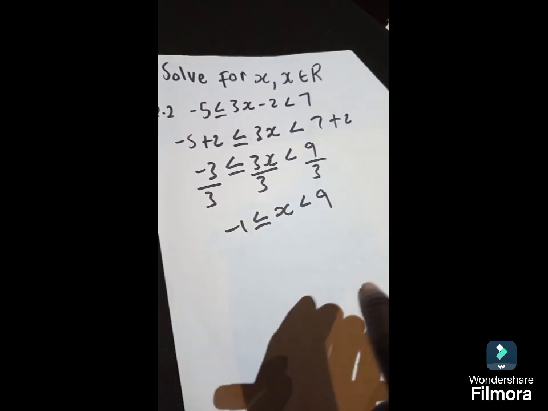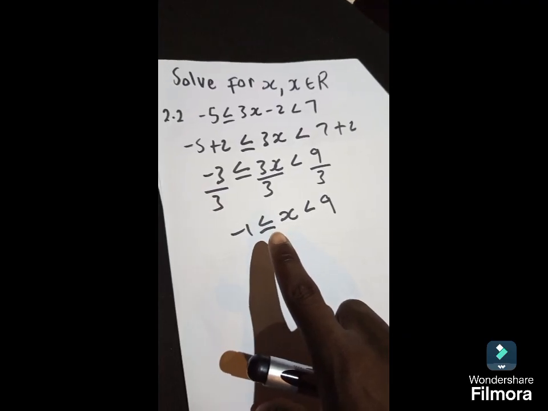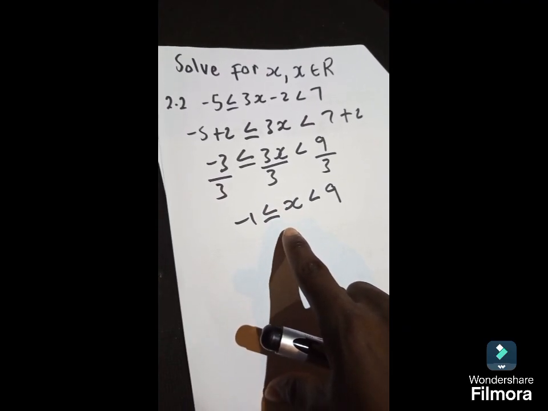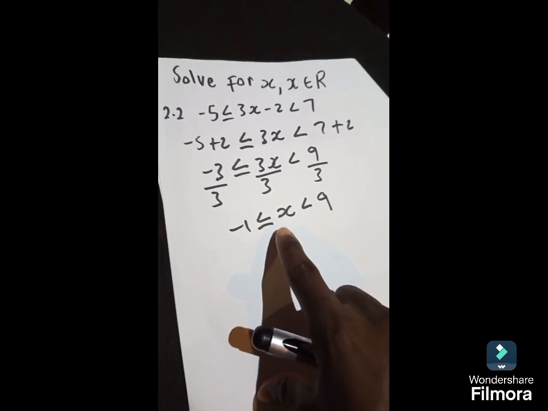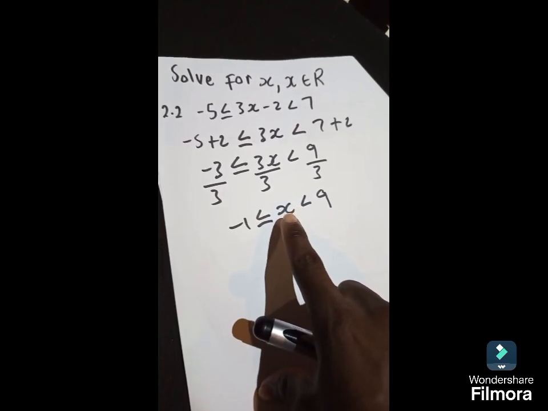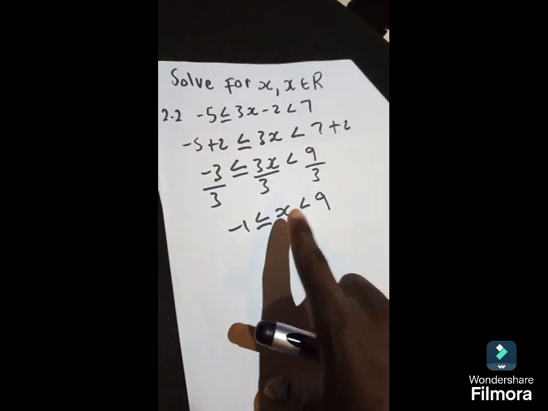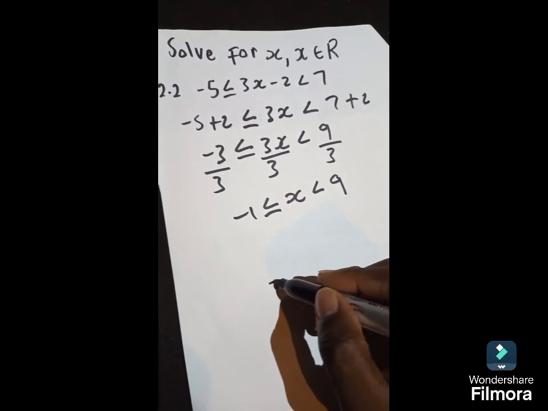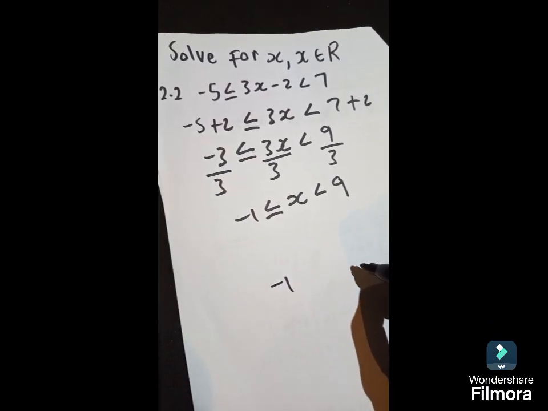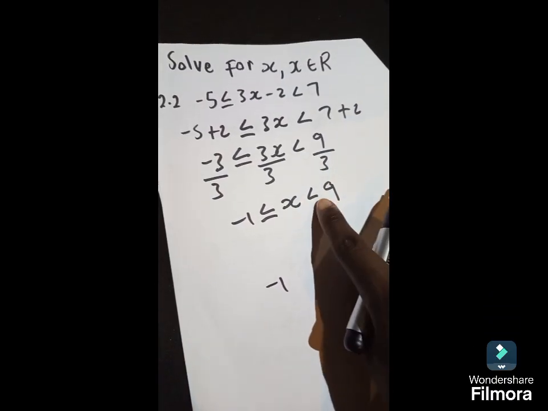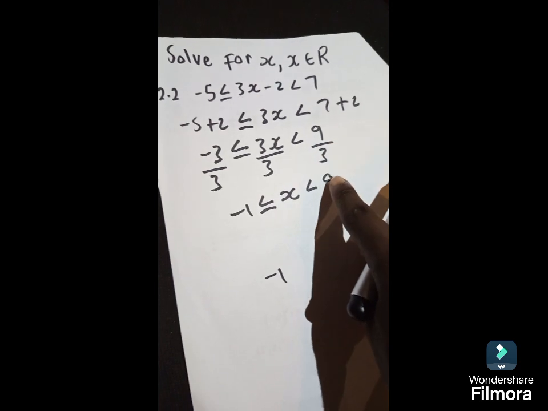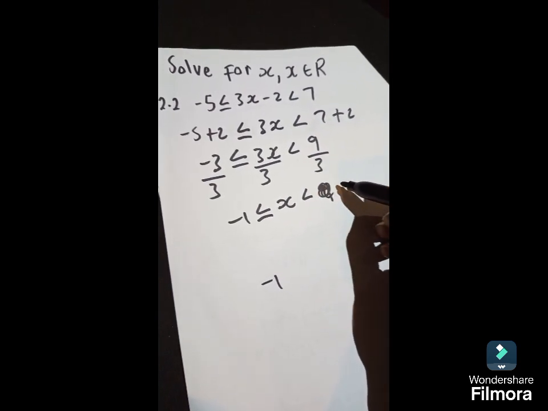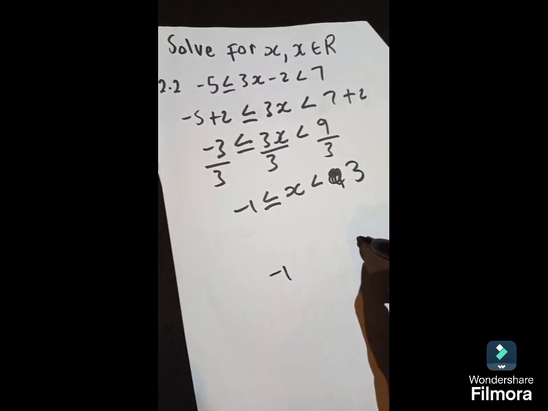So when you are done solving the problem like this, it's advisable, I think, to also show the solution graphically. Don't leave the answer like this. Show your solution graphically. I think it's 1 mark. We are having -1 and, oh, sorry, I made a mistake here. 9 divided by 3 is not 9. It's 3. All right.